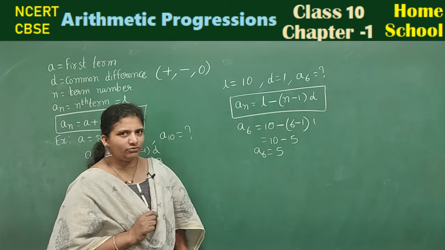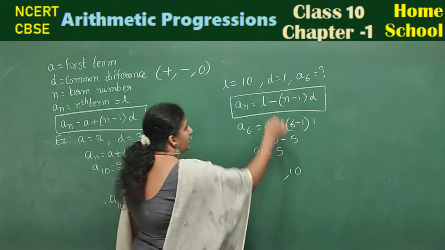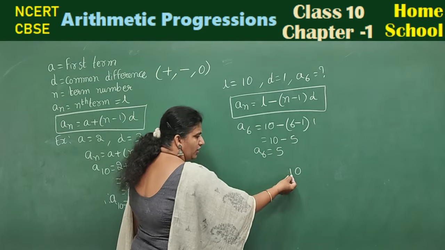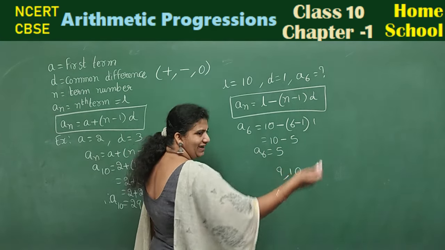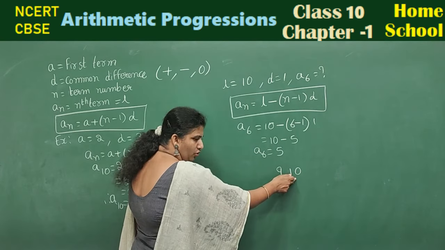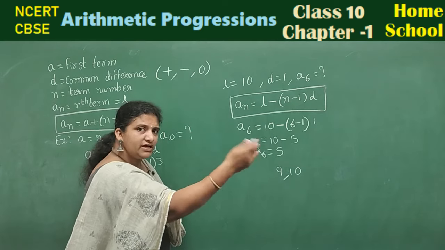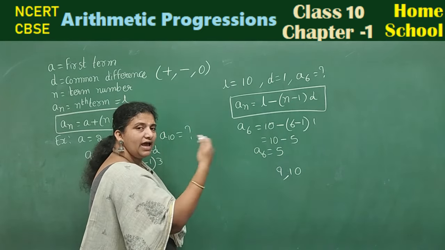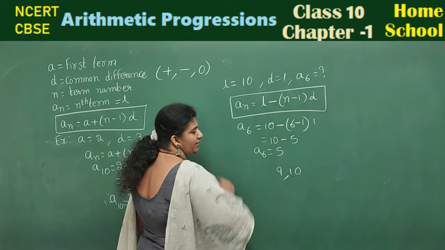Okay, let us check this one. I have taken the last term as 10 and the common difference as 1. Common difference 1 means every number is obtained by adding 1, but I am coming backward. The last number is known, I don't know these numbers. So if you want the front numbers, you add the common difference. And if you want the back numbers, you subtract the common difference.